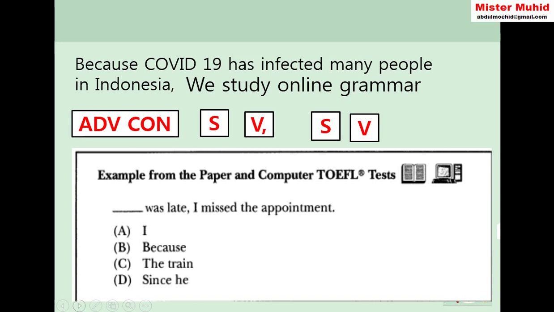If you use I, it means that you don't have any connectors. If you use because, you have a connector but you don't have a subject. If you use the train, same, you have the subject but you don't have a connector. So the answer is since he. Since is the connector and he is the subject. So the answer is D. Okay, this one is a typo. It should be D, not B.